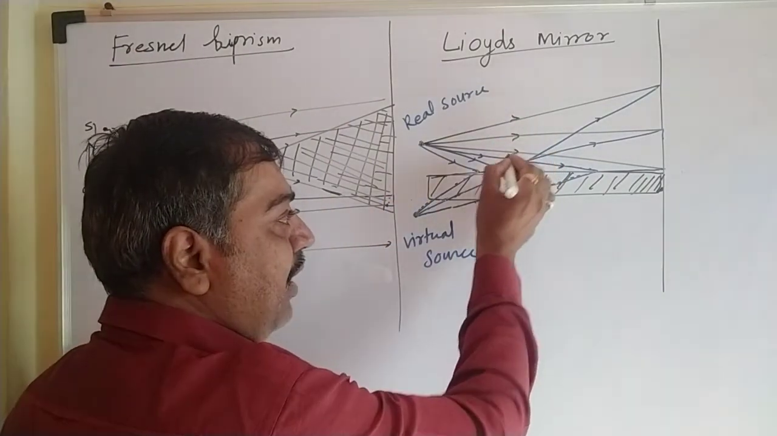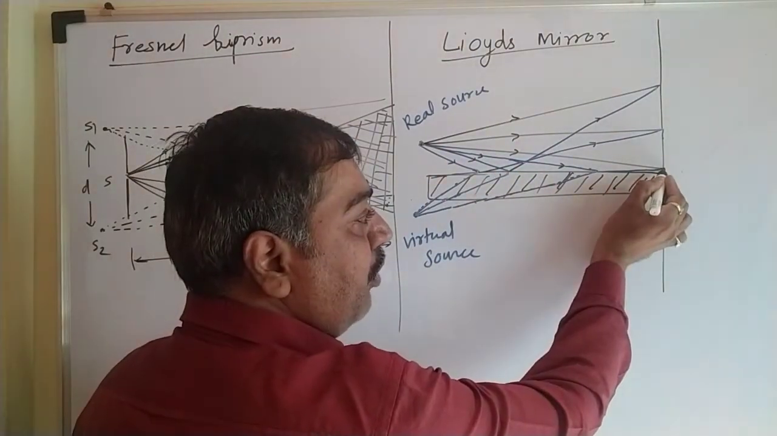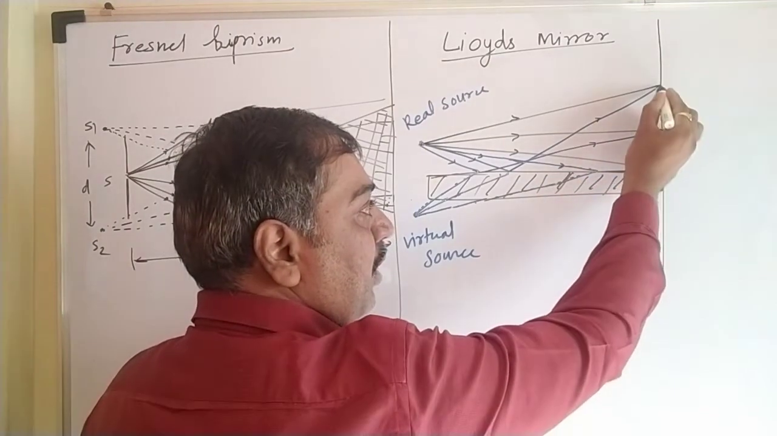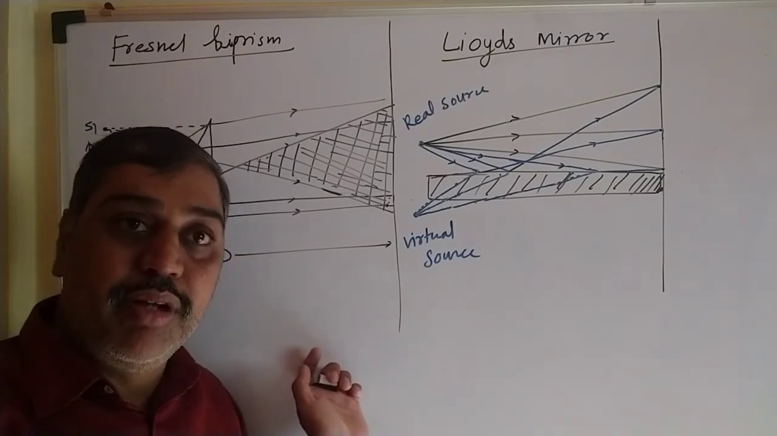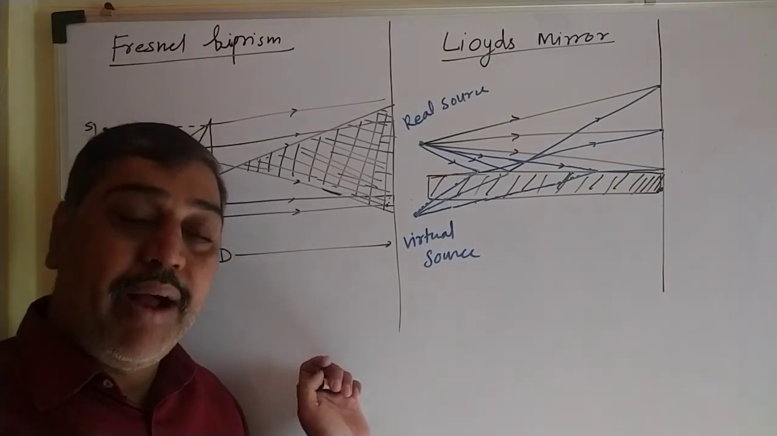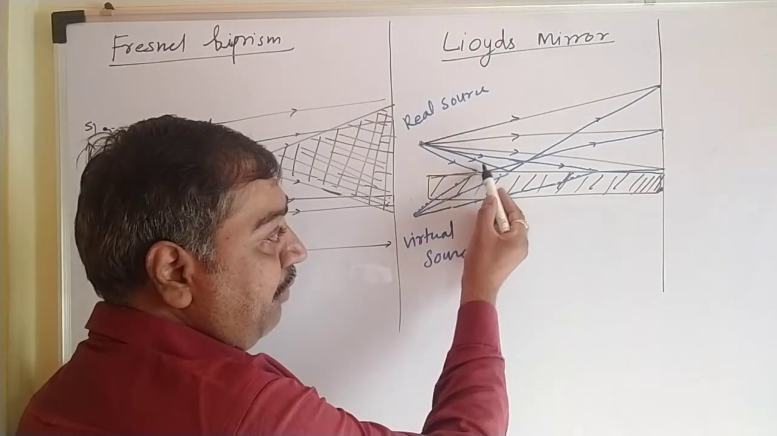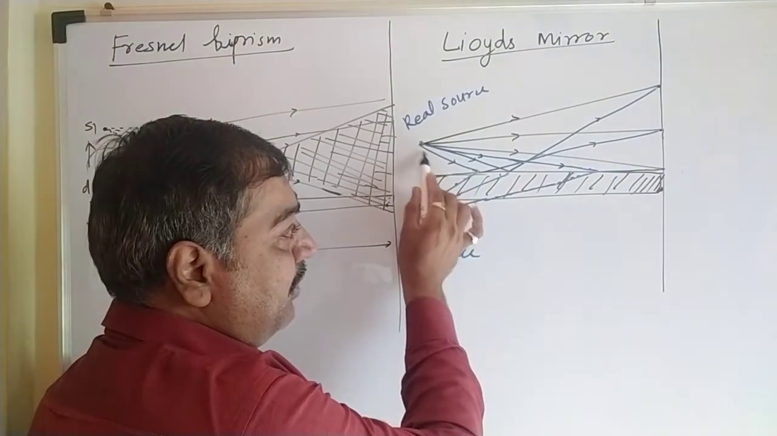So the black light rays are coming from the real source, and we get them directly on the screen. At this point one wave comes directly, a second wave comes, a third wave comes. That is represented by black color. Directly they are coming from the real source onto the screen. Apart from this, I have shown three waves in blue color. What will occur? They will be incident on the reflecting surface.